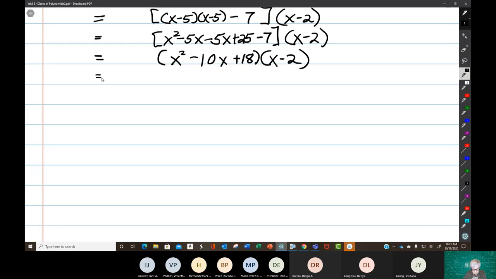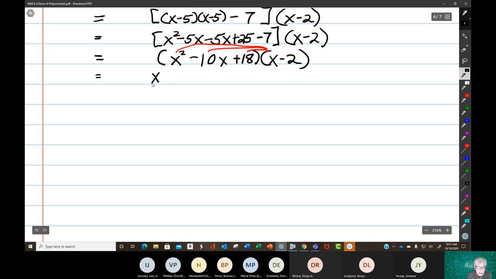Now, the longer polynomial is in front, but we're still going to do this the same way. I'm going to take the x squared and multiply it by what's in parentheses here, the minus 10x, multiply it by what's in parentheses, and the 18, and multiply it by what's in parentheses.